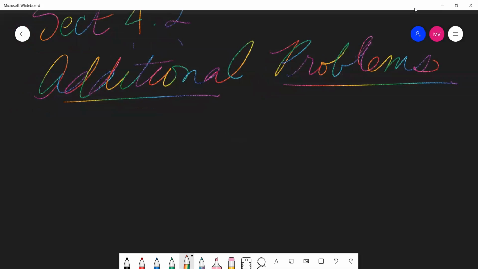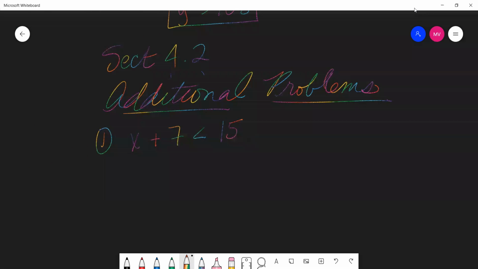All right, these are additional problems, so go ahead and write them down as we go through. For 1 through 5, we want to solve the inequality and then graph the solution. The first one is x plus 7 is less than 15. Pretty sure we didn't do these yesterday. Those of you that have your notes can double check, but they kind of look familiar. Did we do these? Hold on, let me pause this.